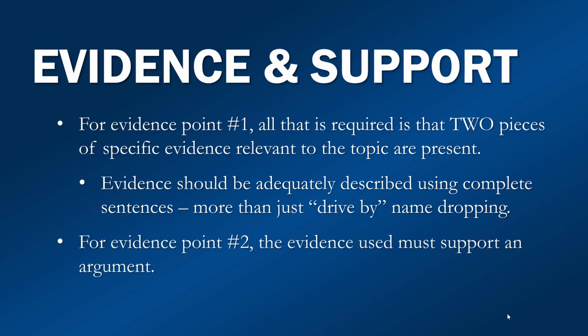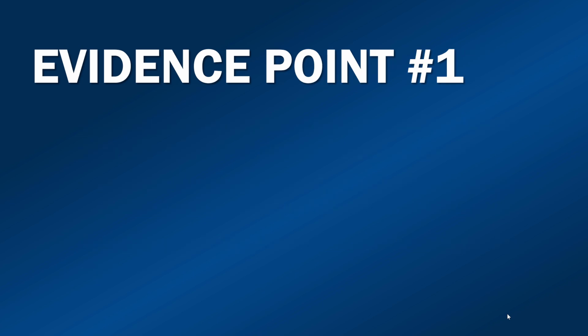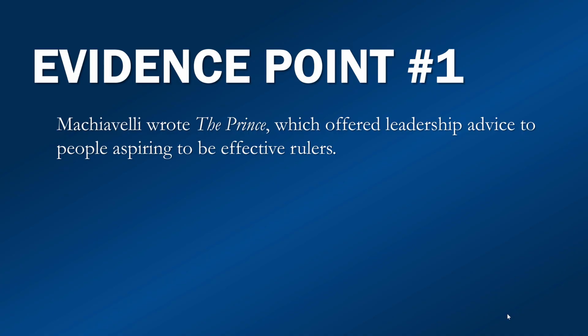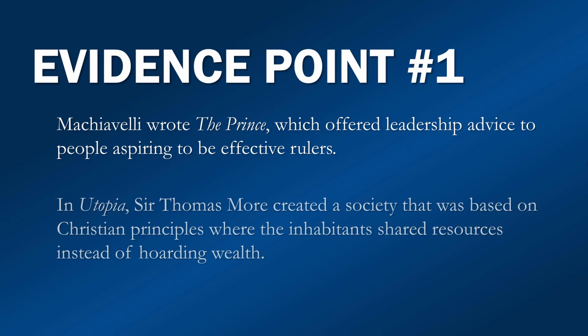For evidence point number 2, the evidence used must support an argument. So if we're looking for evidence point number 1, Machiavelli wrote The Prince, which offered leadership advice to people aspiring to be effective rulers. Another example of evidence you could use would be in Utopia. Sir Thomas More created a society that was based on Christian principles where the inhabitants shared resources instead of hoarding wealth.